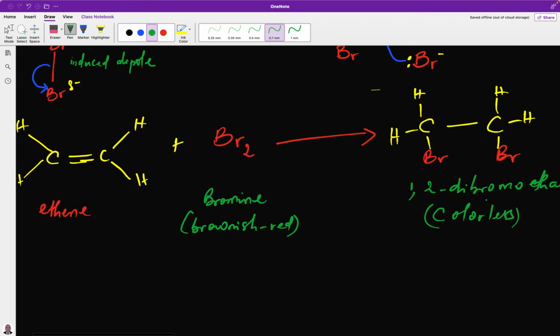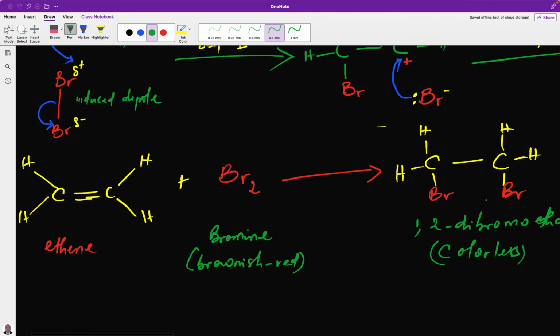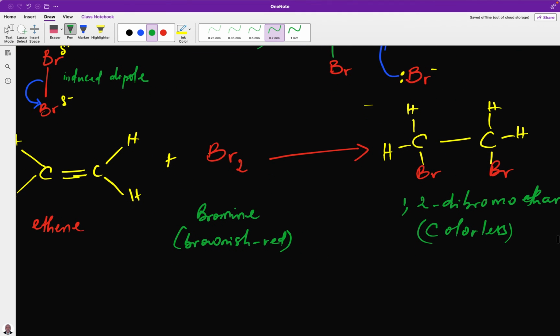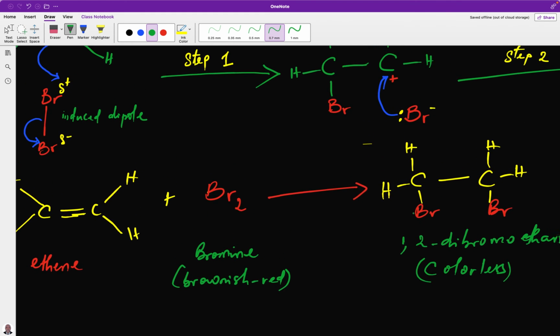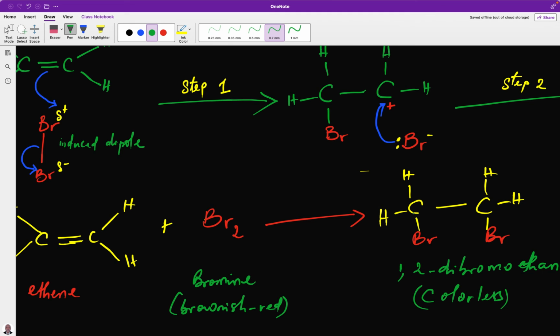So that is even one of the tests that is used to distinguish alkane from alkene. With alkenes, the color will change from the brownish red to colorless. But with alkanes, nothing happens. Nothing will happen.